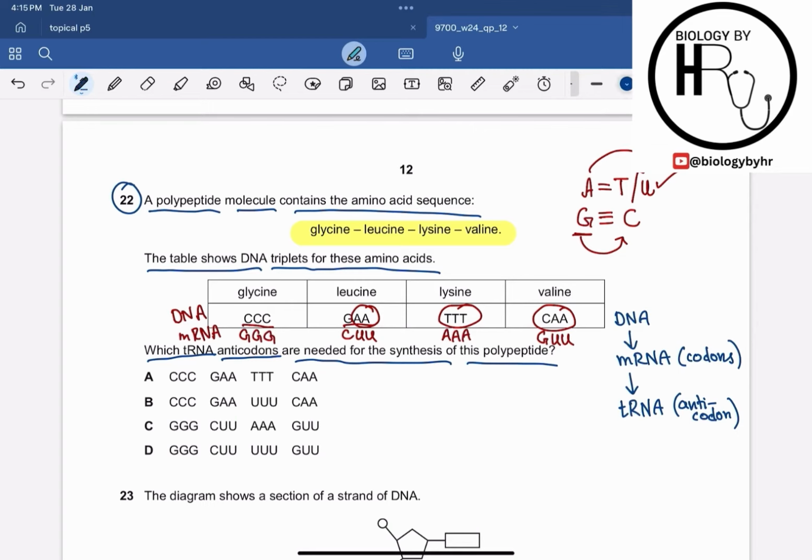Right, now for the anticodon sequence, G will be complementary to C. So let's see where C is in the options. Here are the three C's in the option, which will be complementary to the G bases. Then in leucine there is CUU. C will be complementary to G, and UU will be complementary to A. Then A will be complementary to U. All the 3 A's will be complementary to 3 U's, and similarly for GUU, G will be complementary to C and U will be complementary to A. So hence we have got our correct answer, which is option B. I hope that this MCQ makes sense to all of you.